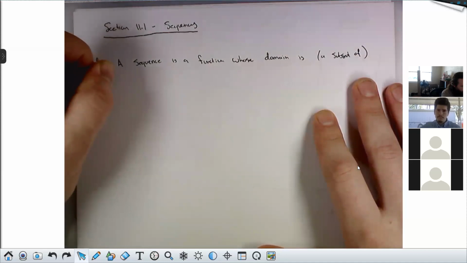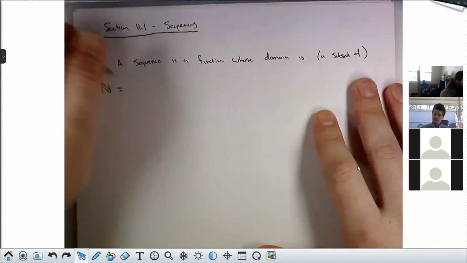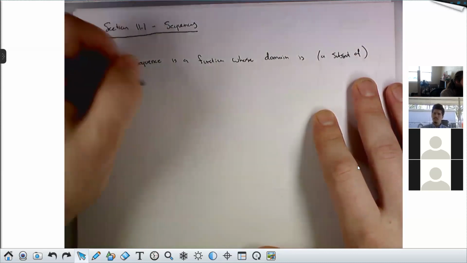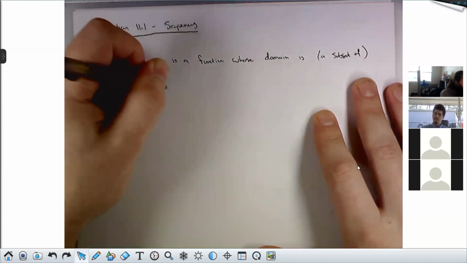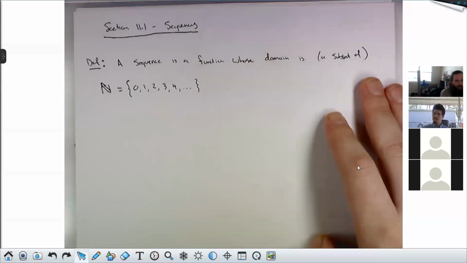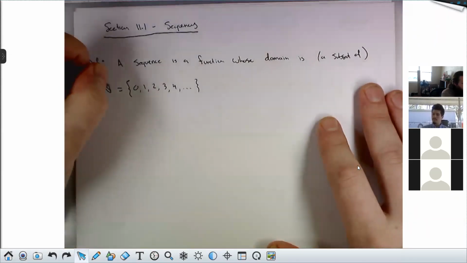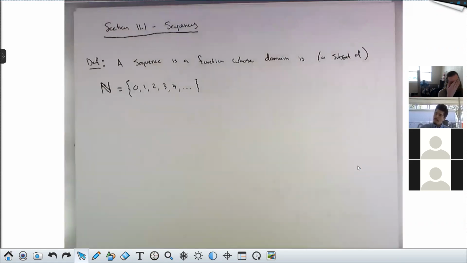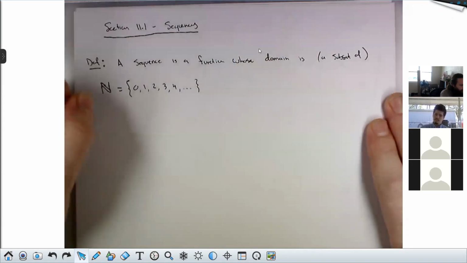Some people disagree with me on this. Some people would say 0 is not a natural number. But we're going to do things the French way. We're going to say 0 is a natural number. The symbol I'm using here is a blackboard bold N, just means natural number. And for us, the range or codomain of any such function will be the real numbers. So that's all.